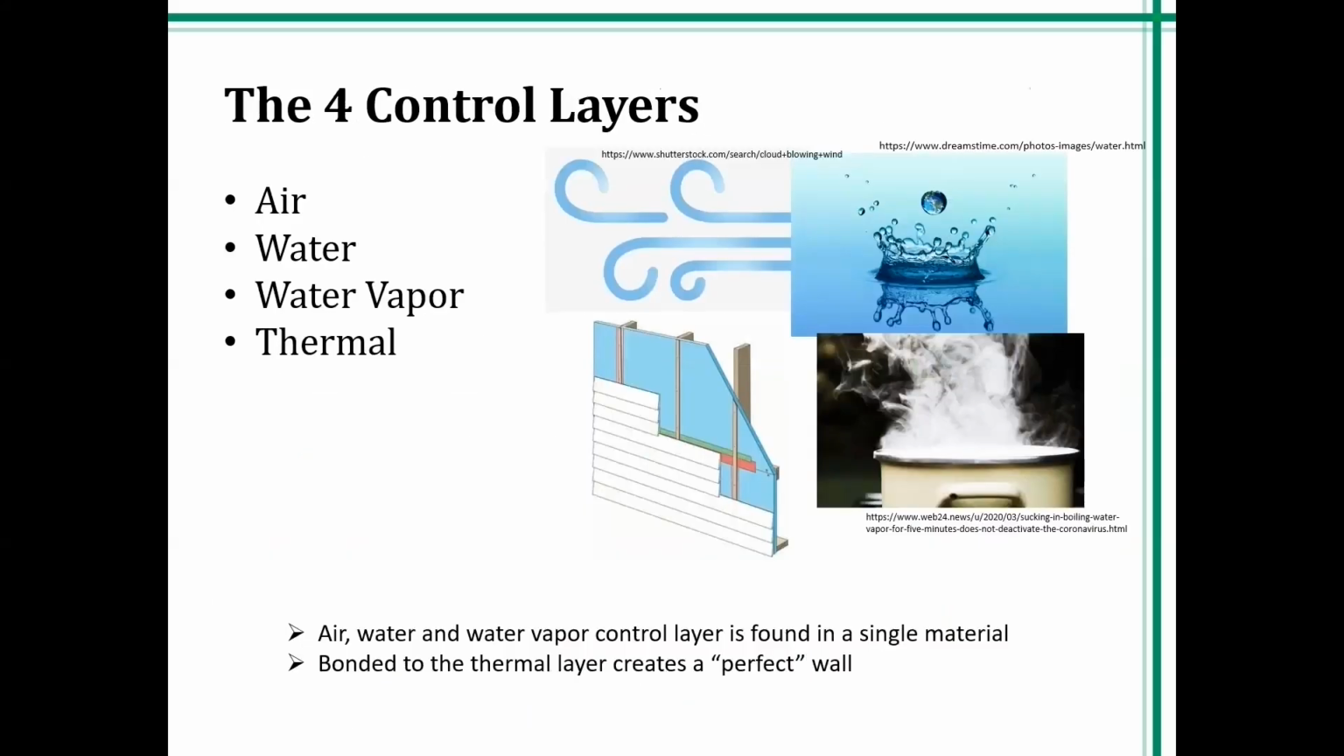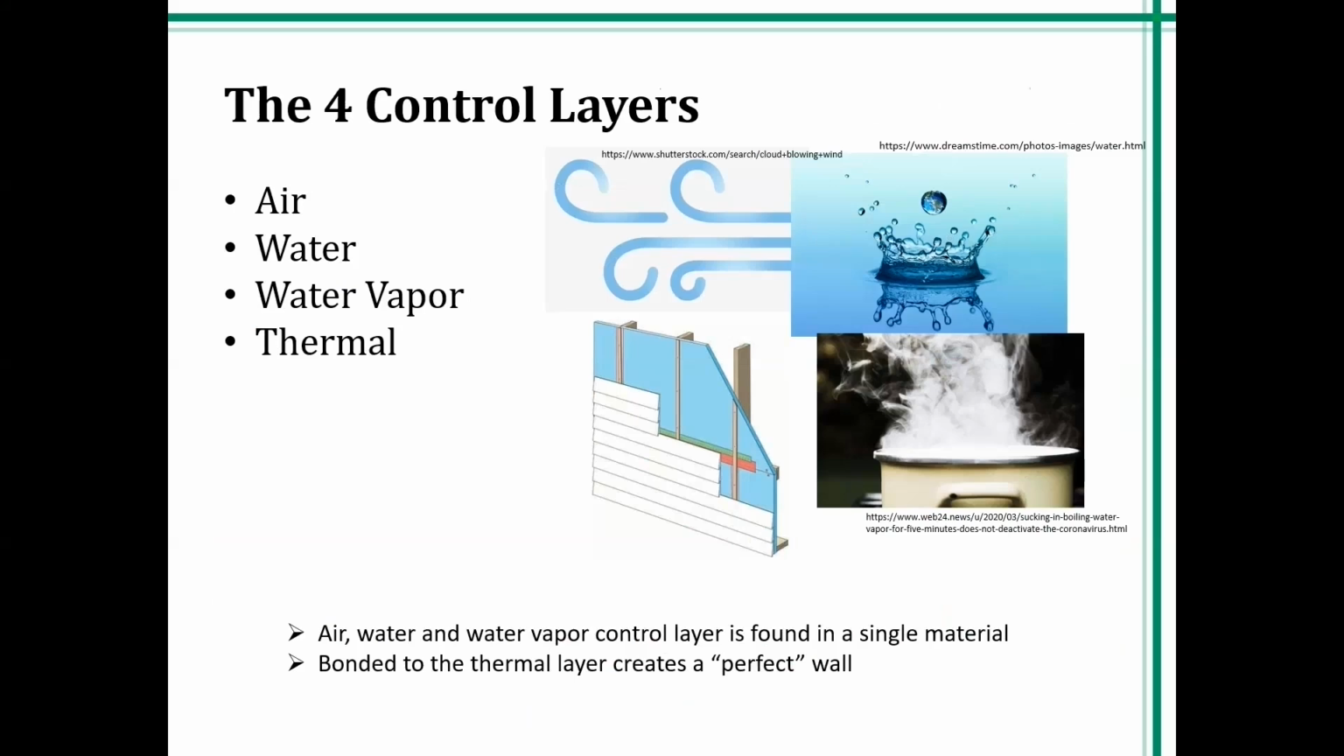So I mentioned the four control layers. The four control layers are air, water, water vapor, and these are often contained in one material, that being the air barrier, and then of course thermal, insulation, whether it's rigid insulation or the aforementioned other insulation types. Air, water, and water vapor control can be found in a single material, which would be a vapor retarding air barrier. And of course, all of these are bonded to the insulation layer. And in a framed building per the code, we have to have a minimum of R-7.5, might actually be up to about R-10 typically at this point. And when we bond those two together, now we have basically our entire environmental separation.